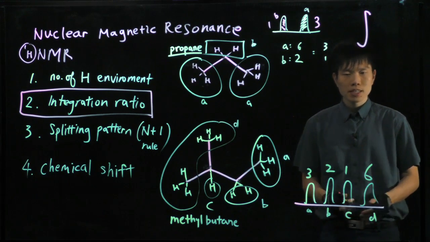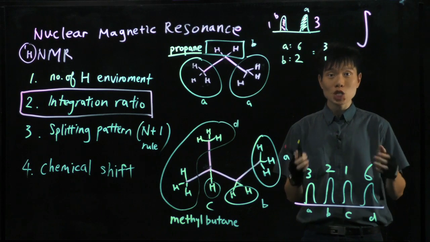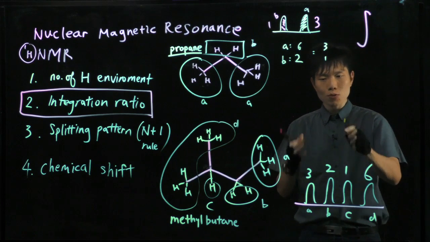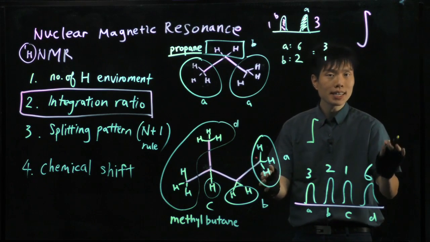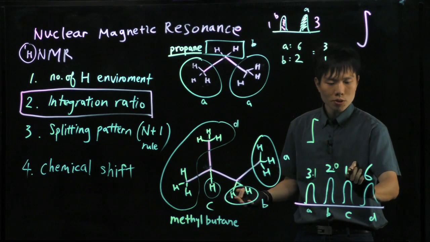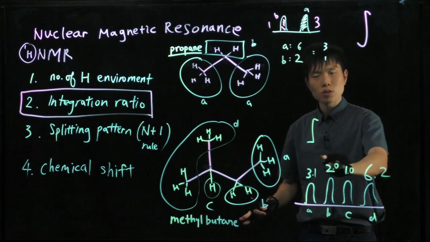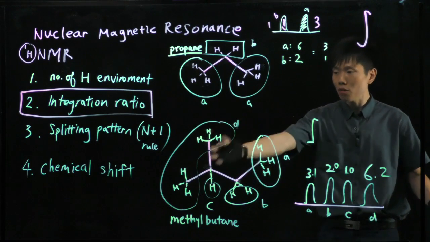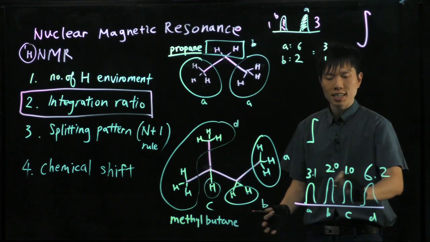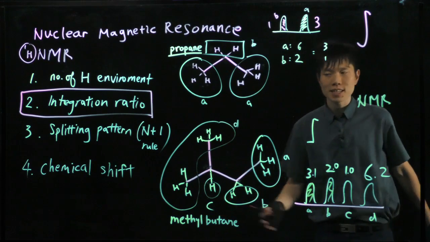Remember, peak area. Now you might have seen very complex NMR spectra and you cannot even measure the area. So what happens is the machine or the chemist will have a formula to determine the actual ratio of the area and give you a number that's generated in the spectrum. So what you see is probably 3.1, 2.0, 1.0, and 6.2. And then we look at the ratio between these integers. We get 6:1:2:3. And it adds up to the total number of hydrogens in the molecule that we are testing. So we know that the ratio is 6:1:2:3. And it makes sense to us that this NMR spectrum belongs to a molecule called methylbutane.